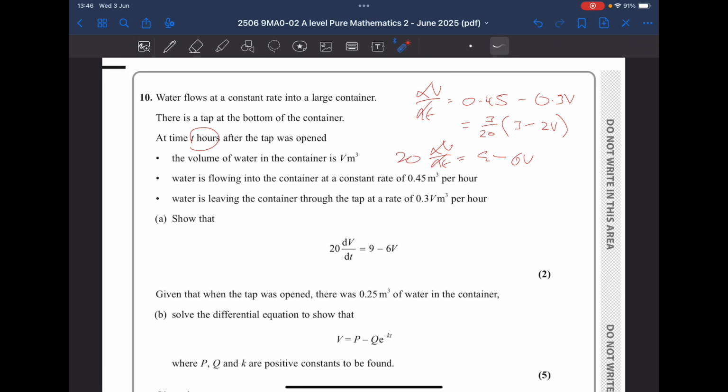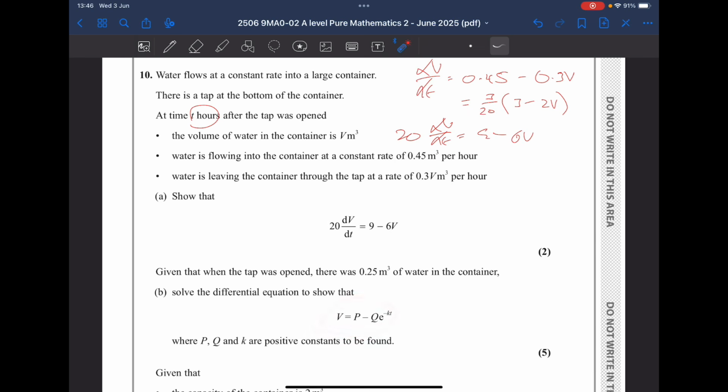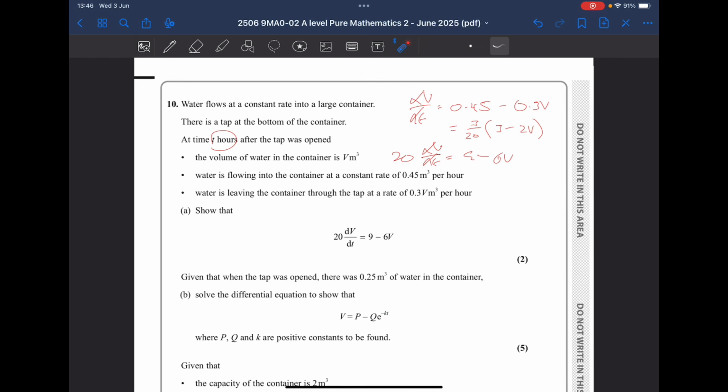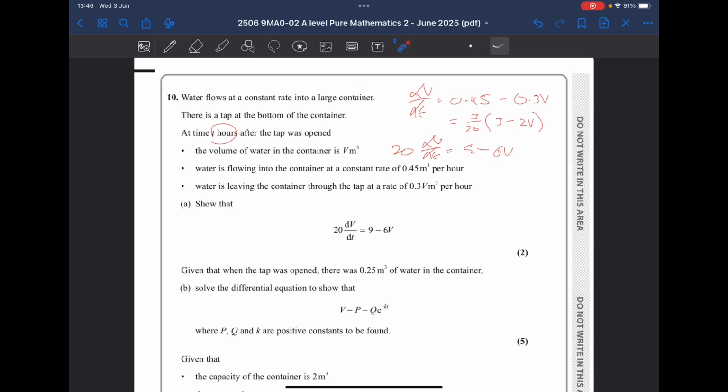Given that when the tap was opened there was 0.25 meters of water, solve the differential equation to show that this is true. Okie dokie. So the first thing to do is integrate. We have V's on the right-hand side, but it's a differential equation, so our dV is on top. So we're going to have dV over 9 minus 6V is equal to 20 dt.